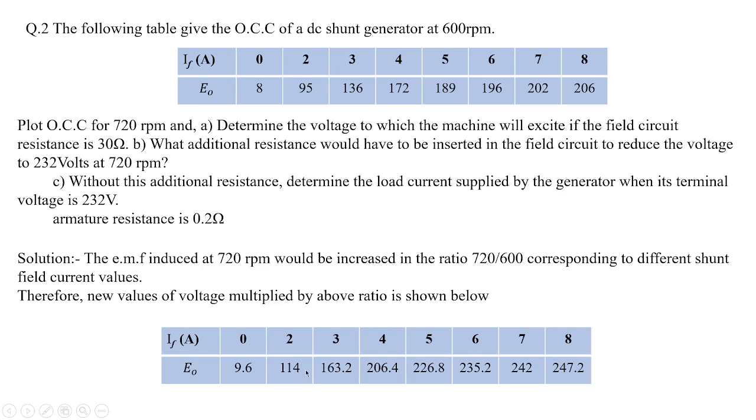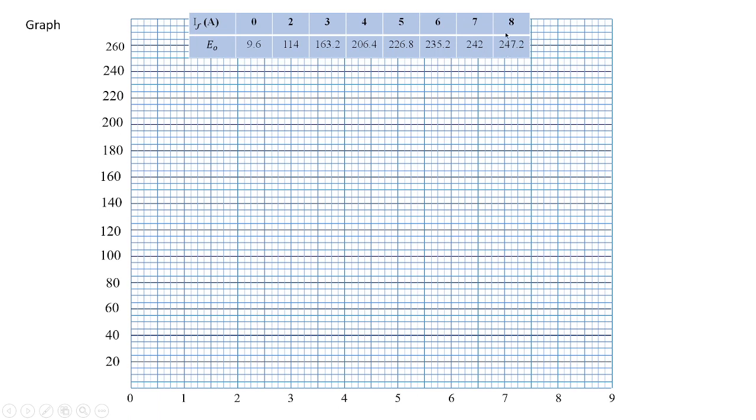For 2 amperes field current, multiply 1.2 with 95, you're going to get 114. Similarly, for a field current of 3 amperes, multiply 136 with 1.2, you're going to get 163.2 volts. Likewise, you carry on the calculations, and exactly at 8 amperes, with 206 as the old value of voltage at 600 rpm, multiplied with 1.2, I'm going to get 247.2 volts. So this is the new table we have created with the machine assumed to be running at 720 rpm. With this tabular column and the graph, we need to plot the OCC as well as the shunt field resistance line.